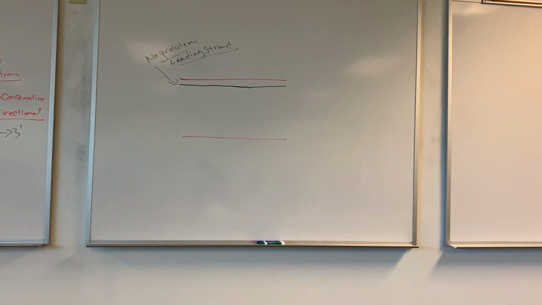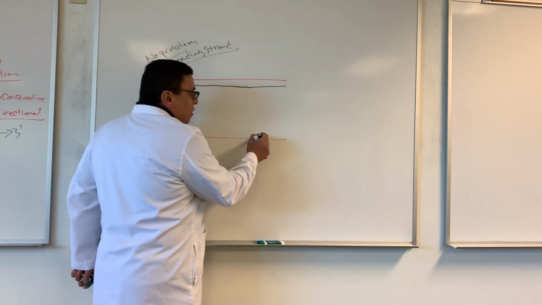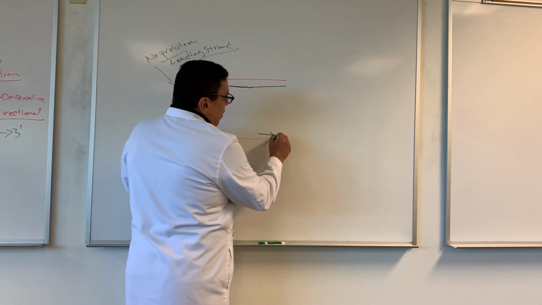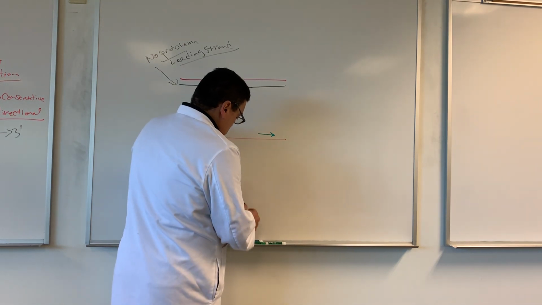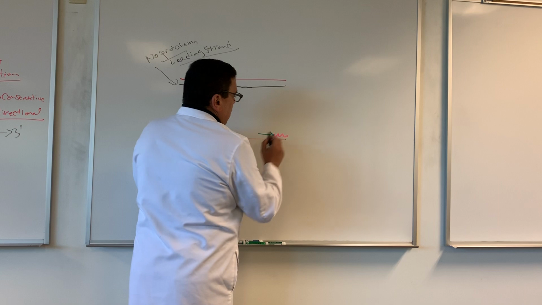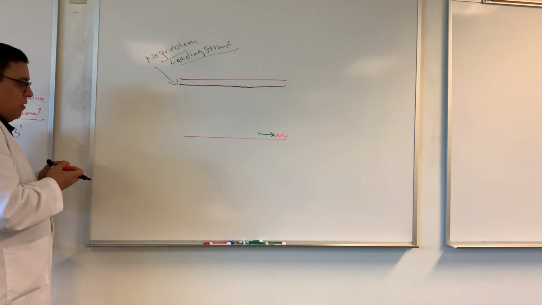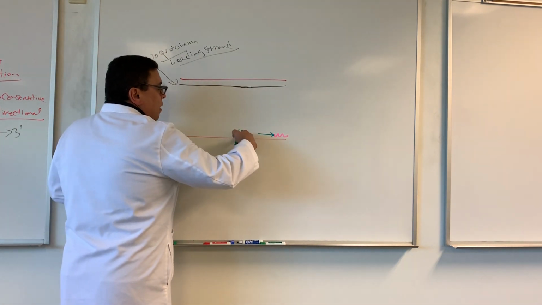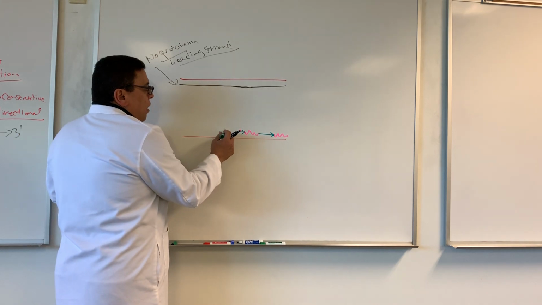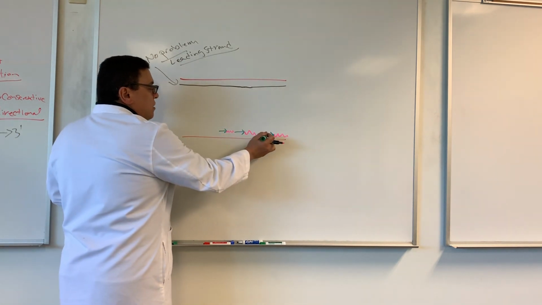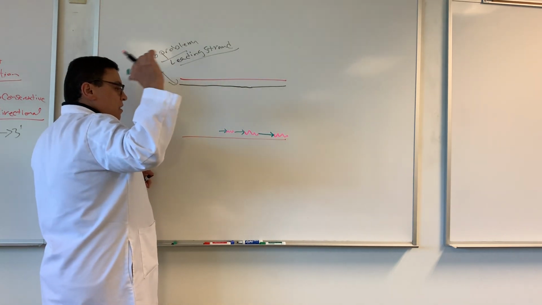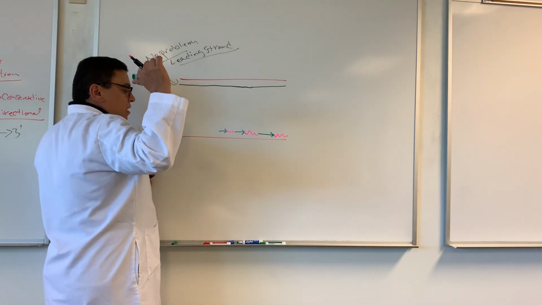Watch this one. The lagging strand, you remember, we have to lay down the primer and then make the DNA. Lay down the primer, then make the DNA. So, who lays down the primer? You tell me. Primase. Who makes the DNA? DNA polymerase. Which one? 3.